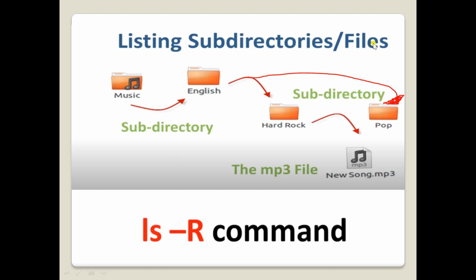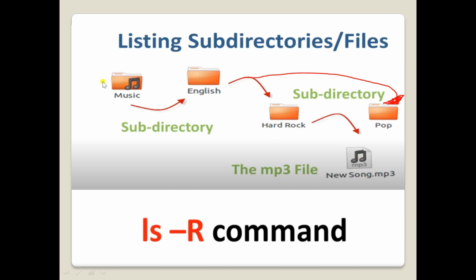Listing subdirectories or files. In this example you can see one music folder, then inside music there is English, and inside English we can see two folders, one is hard rock and the other is pop, and inside hard rock we can see one file, new song.mp3. So let's use the ls -R command to see this whole structure.